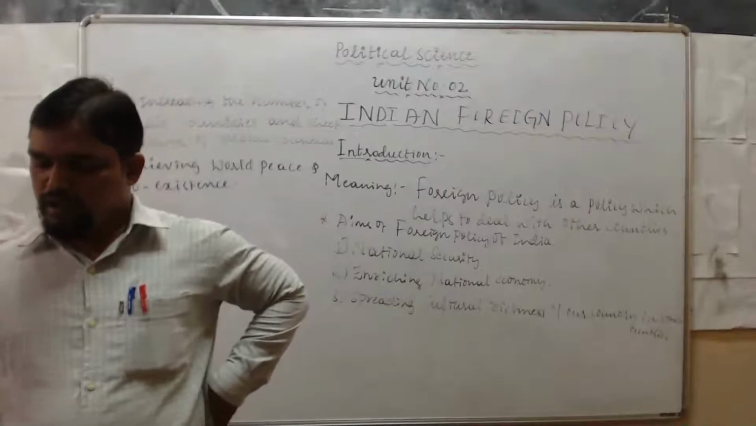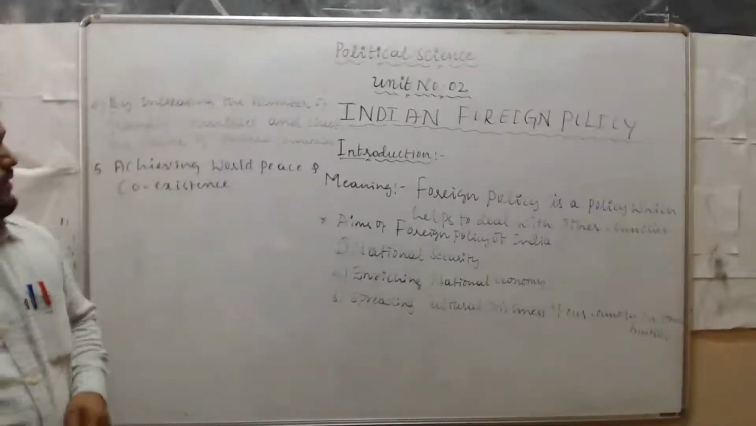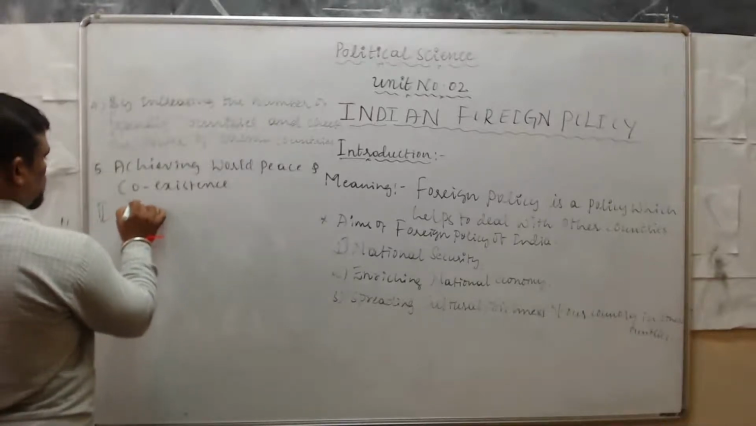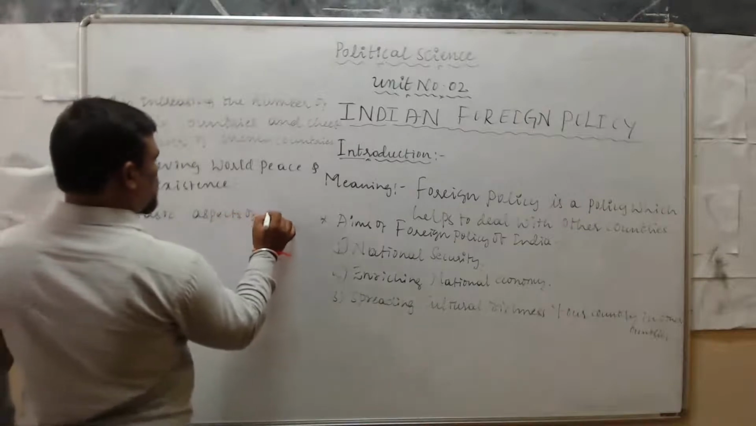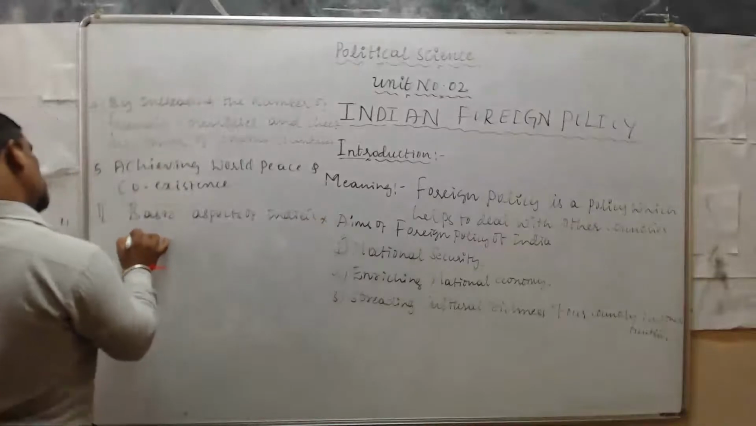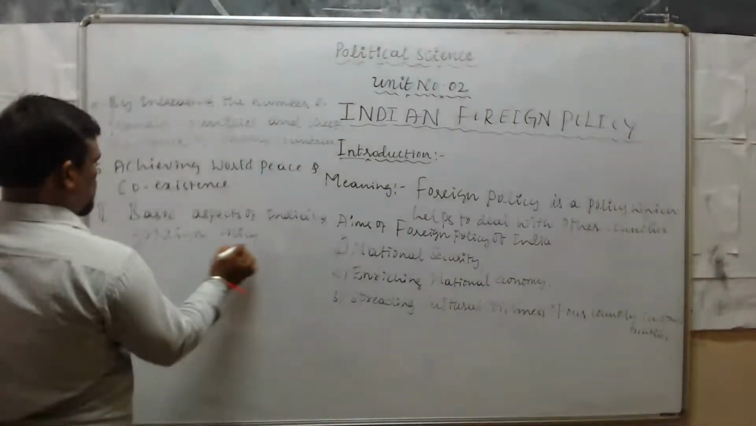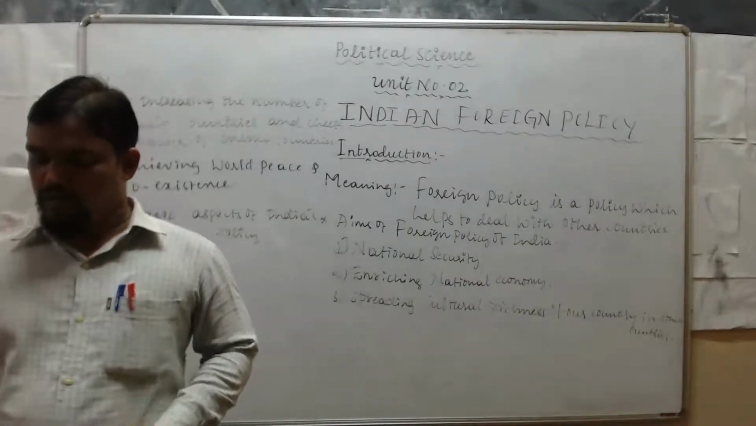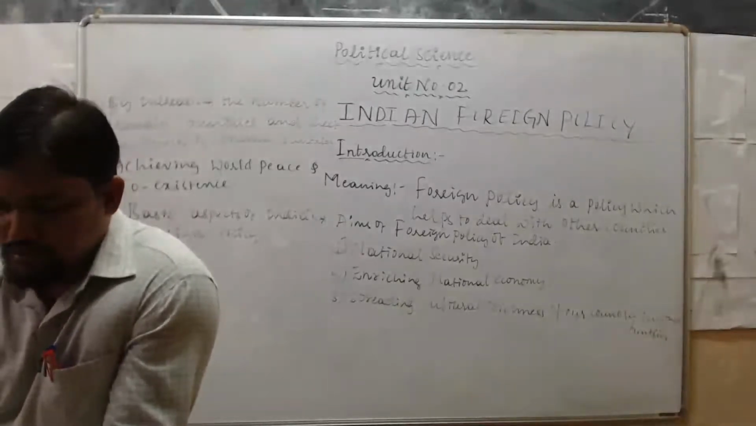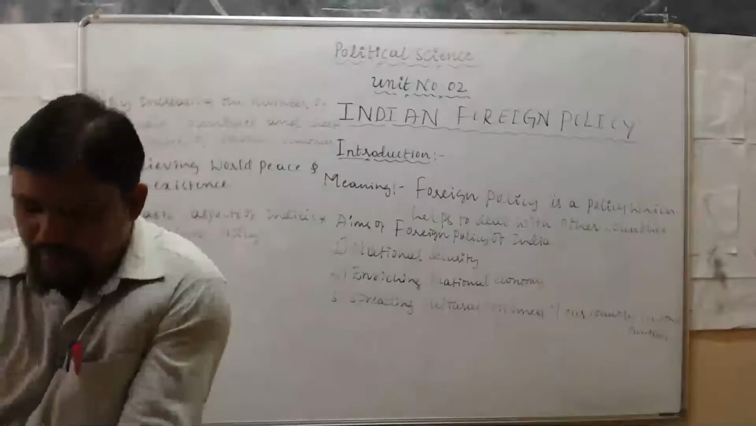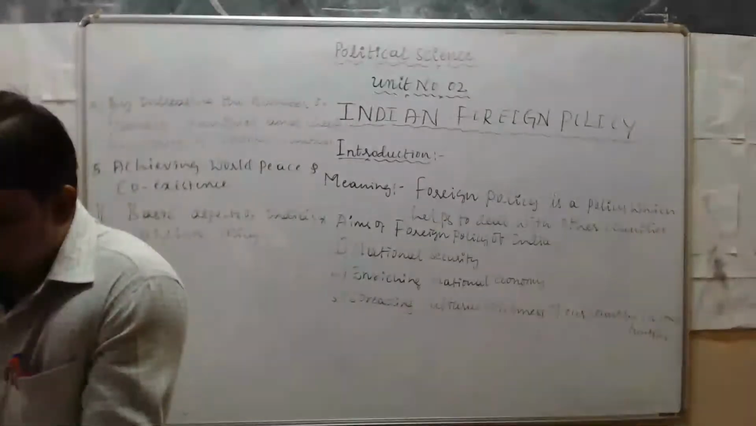Next, about the basic aspects of India's foreign policy. It's very important. What are the basic aspects of India's foreign policy? First one, Panchashila principles. Second one, non-aligned movement. Third one, anti-imperialism. Fourth one, anti-apartheid policy. And fifth one, disarmament. These are the five basic aspects of India's foreign policy.